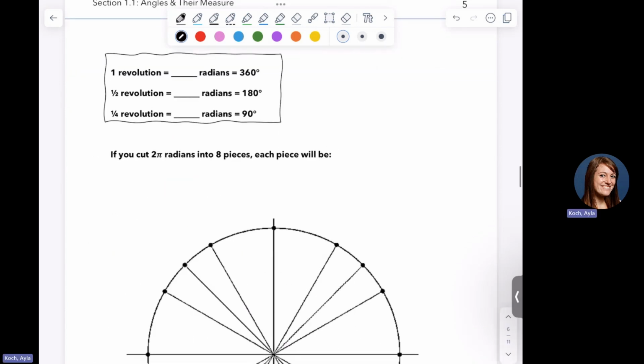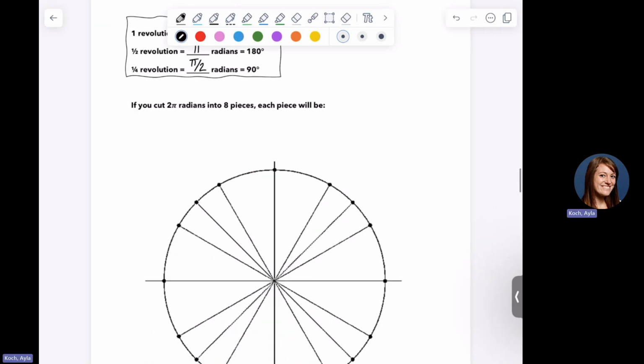So some quick math here. 1 revolution, which is 360 degrees, that is 2 pi radians. A half revolution, so half of 360 is 180, half of 2 pi is pi. So 1/2 revolution is pi, and then half of a half, which is a fourth, you divide 180 by 2, you get 90. If you divide pi by 2, you just get pi over 2.